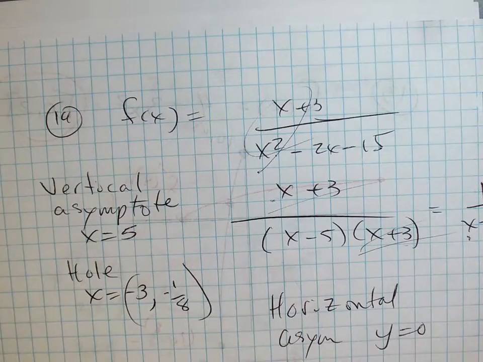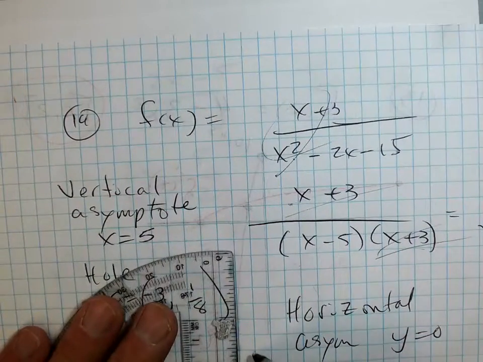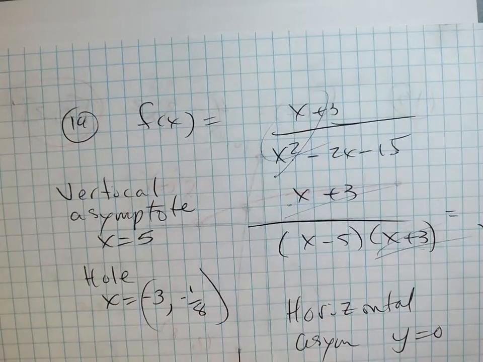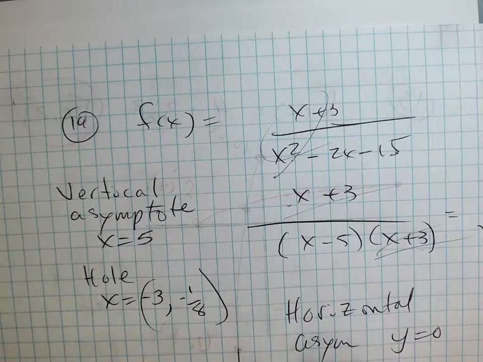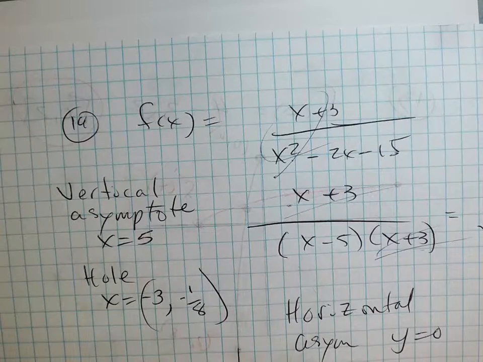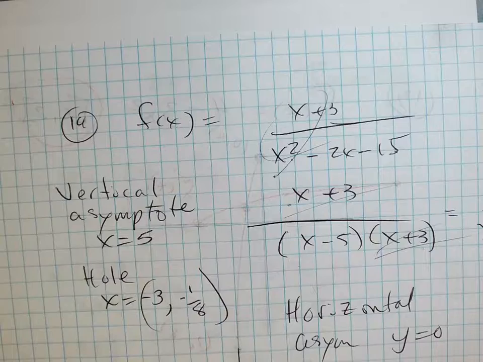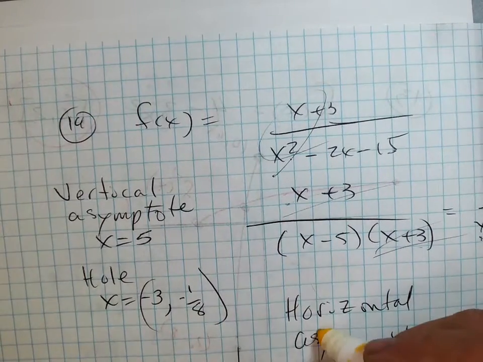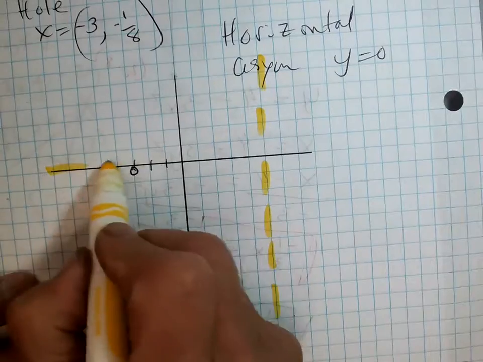I'm sure that most of you are already going to be using your calculator to graph this, but I don't need a calculator. I can do this without a calculator. I do know that I'm going to have a hole at negative 3, negative 1/8, somewhere about there. I'm going to have a vertical asymptote at 5, so at 1, 2, 3, 4, 5. At 5, I'll have that right there. I know I have a horizontal asymptote here.